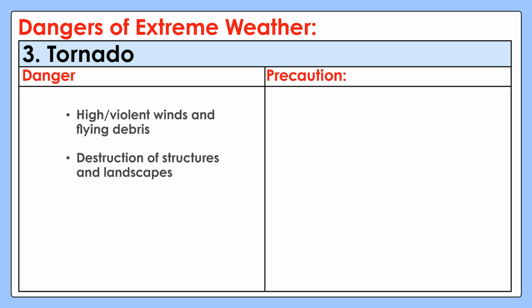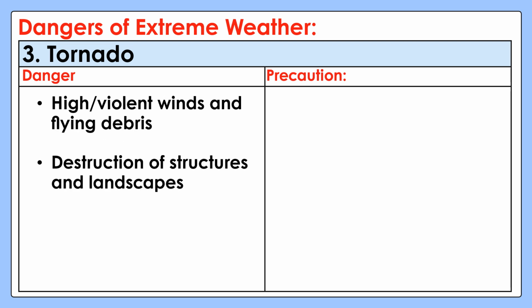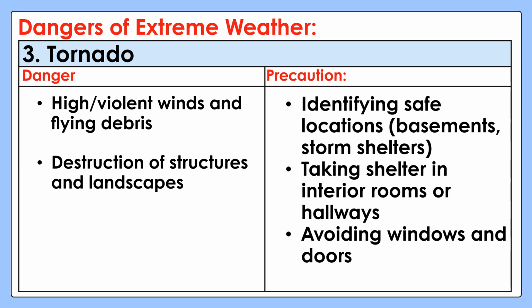Tornado. Danger: high or violent winds and flying debris. Destruction of structures and landscapes. Precaution: identifying safe locations, basements, storm shelters, taking shelter in interior rooms or hallways, and avoiding windows and doors.